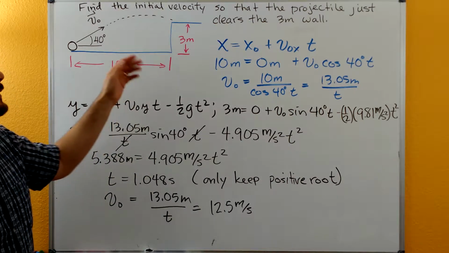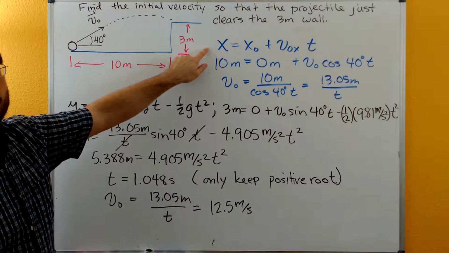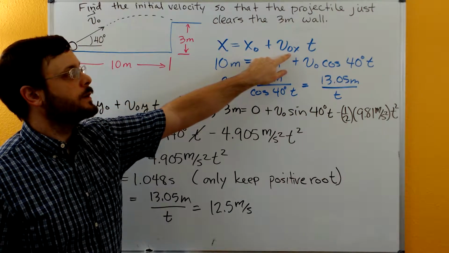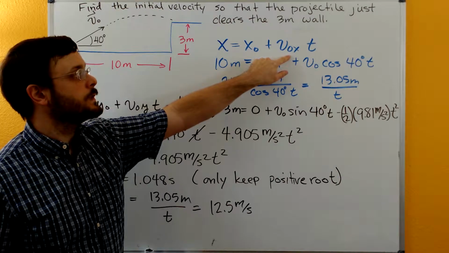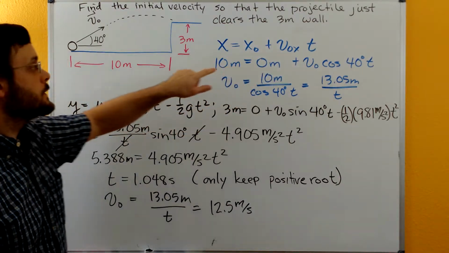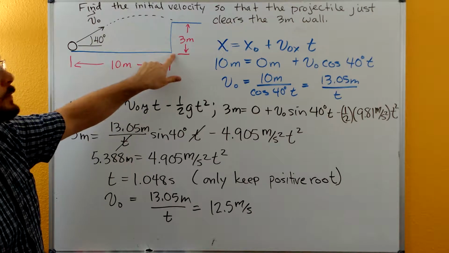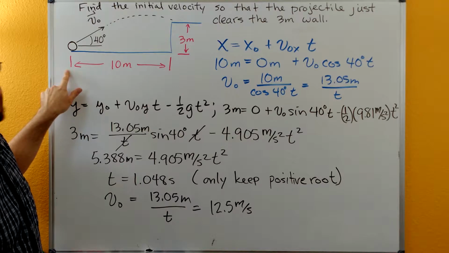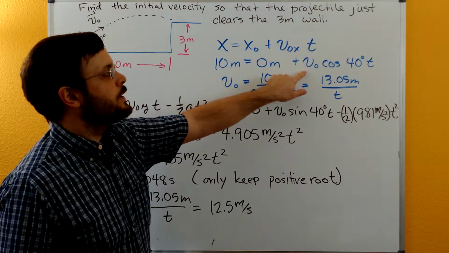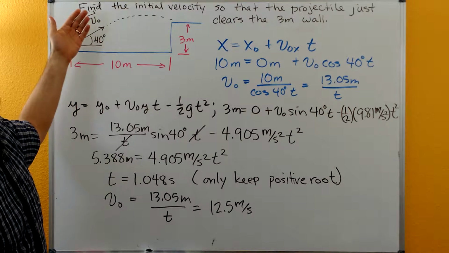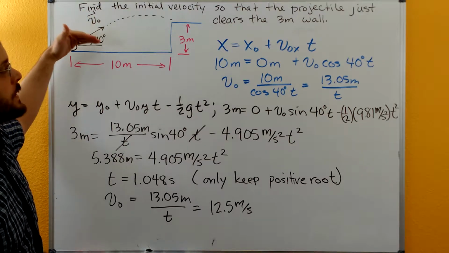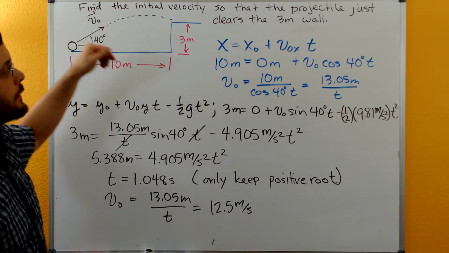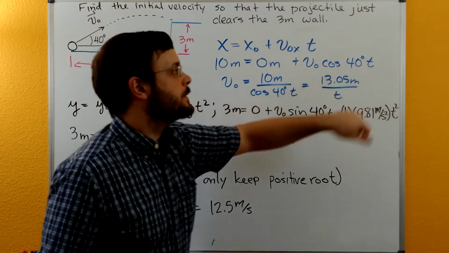So we can start off looking at our x motion first. Our x equation is going to be x is equal to x naught plus v naught in the x direction, so our initial velocity in the x direction, times time. So this will be the 10 meters when the particle is here, is equal to the 0 meters when the particle's in the initial position, plus v naught cosine of 40 degrees, because the 40 degrees is adjacent to the horizontal component of the plane here, times the time t.